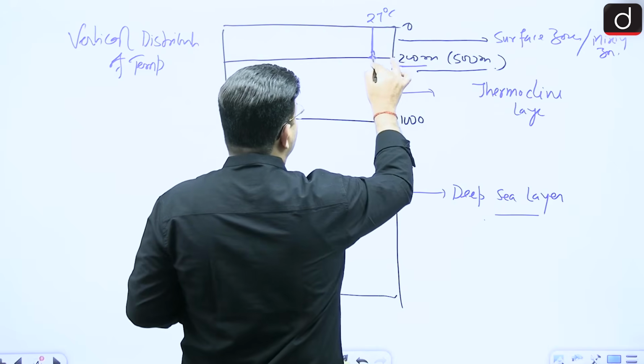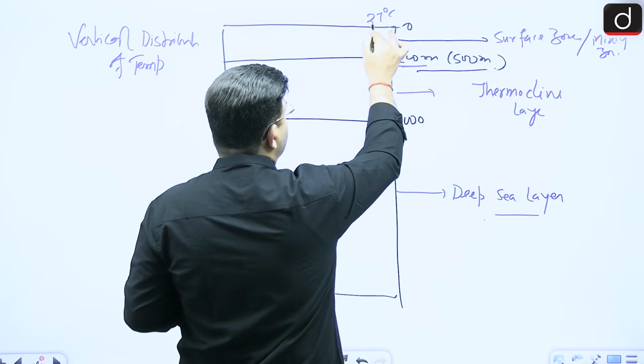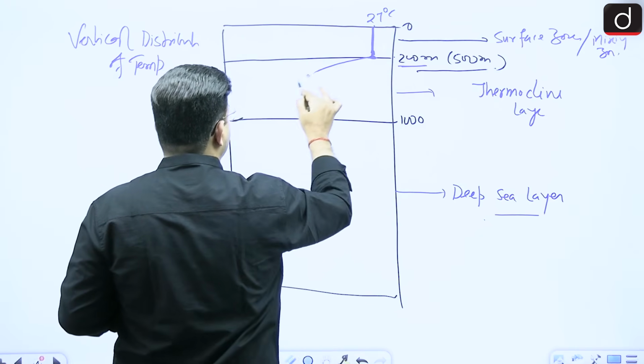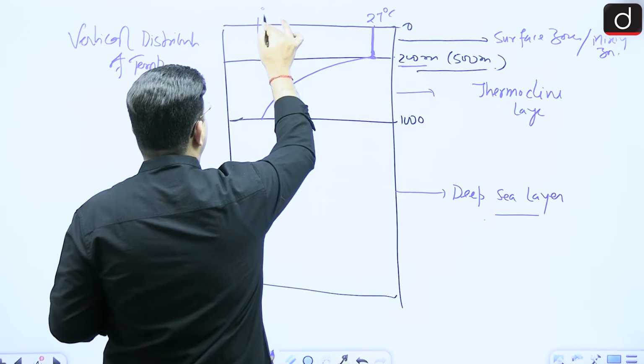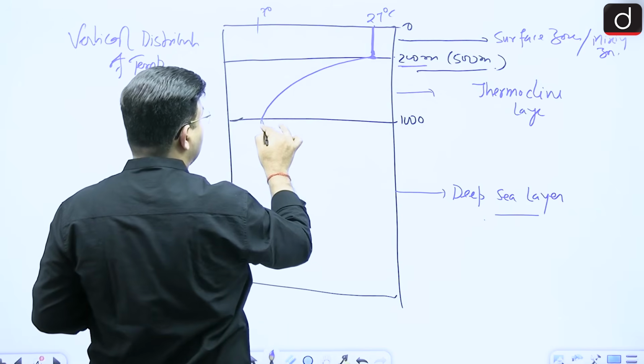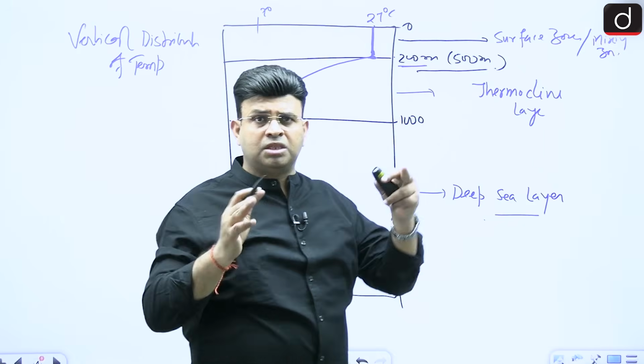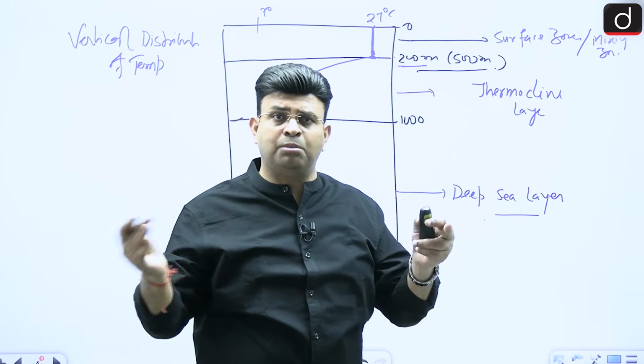So till this point the temperature will remain the same as the top, and after that it will start decreasing. It can reach 2 degrees Celsius, suppose, because of the thermocline. Thermo means heat, and cline means incline or decline.